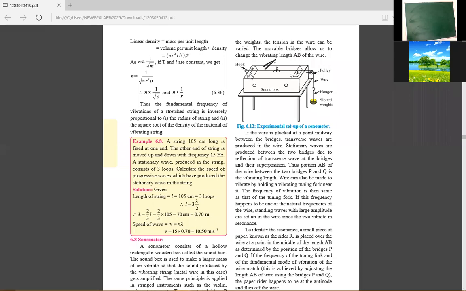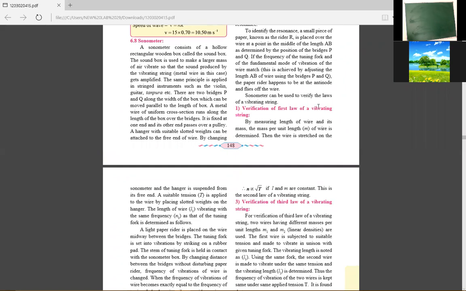So to change the length, here you have cubical shapes A and B. यहाँ पे दो आपको ब्रिजेस दिख रहे होंगे, A और B. ठीक है. जैसे जैसे हम इनको नजदीक या दूर लेके जाएंगे उस हिसाब से उसका लेंथ भी change होगा. Effective length of this string will keep changing. So by using this we can verify the first law of vibrating string.